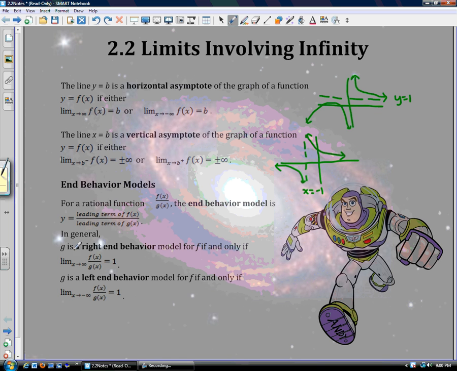In general, g is a right end behavior model for f if and only if the limit, if I take those two functions, so my original function is f, and then I divide it by whatever I say that my right end behavior model is, and if that limit as I go to infinity, because I'm going to the right, equals 1, then it actually works. And similarly, as I go to the left, I can divide those two functions, and if the limit as x goes to negative infinity, if g really is an end behavior model to the left, then the limit will be 1.